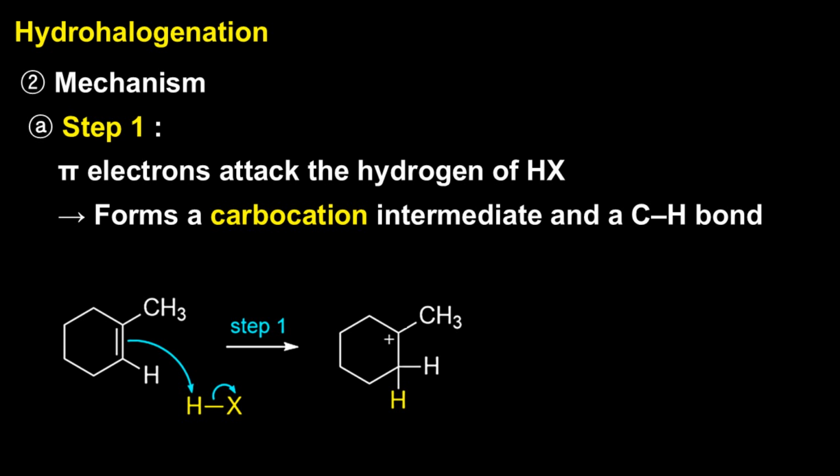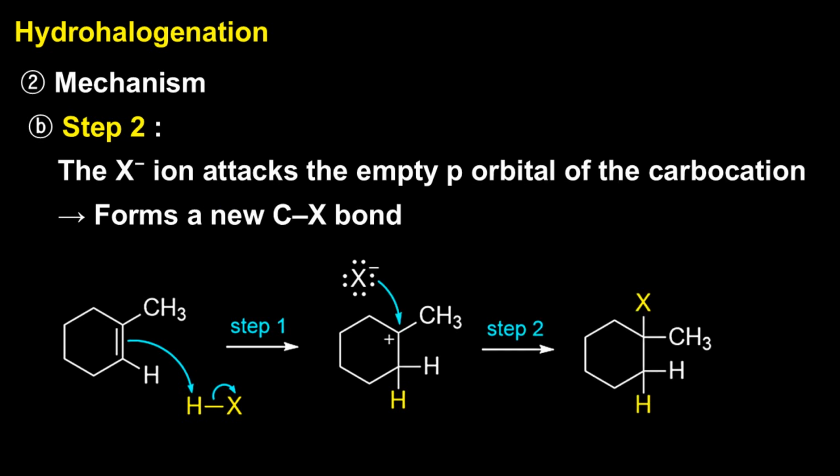And here's why it matters. The position of that carbocation decides where the halogen will go, which means it determines the regiochemistry of the final product. In step 2, the halide ion, that's your X-, steps in. This negatively charged ion is now free to attack the positively charged carbocation. It targets the empty p orbital on that carbocation carbon, and when it lands, it forms a brand new C-X bond. And just like that, you've got your final product. The hydrogen and halogen have added across the double bond, and the reaction is complete.